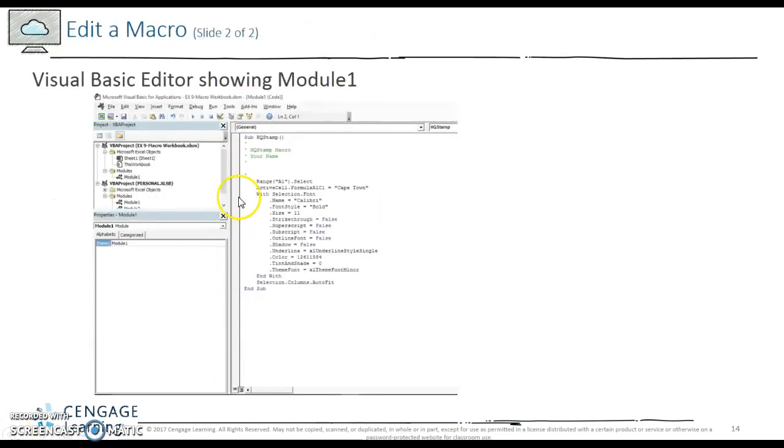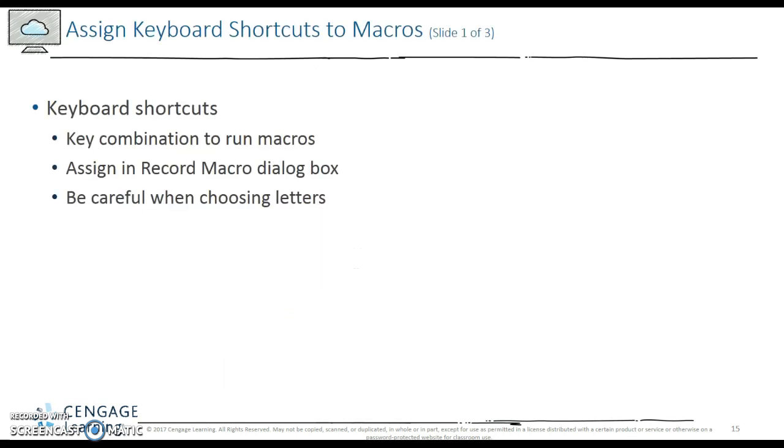This is the code that it is running, or the Visual Basic code that's running when you set up a macro. There's also keyboard shortcuts. You can run a combination of macros using a keyboard shortcut.